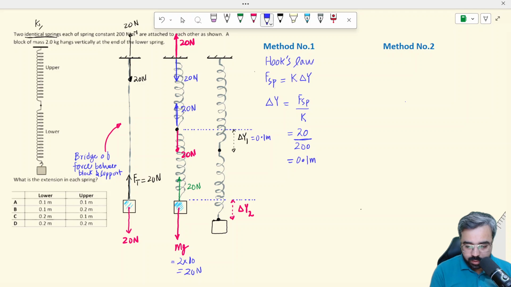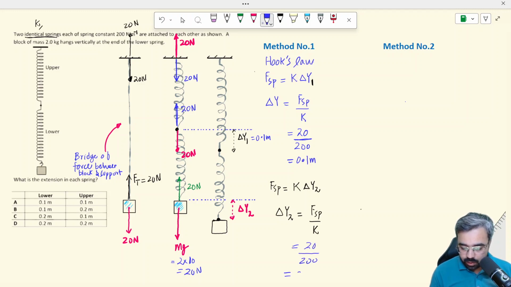And as well, delta y2 is equal to the spring force over k. So we will get the same answer, in fact 20 over 200. So it is also elongated by 0.1 meter. So the lower and upper springs are both elongated by the same value. That's why it should be A. Now please don't skip method number 2 because that is easier than this one, but I preferred this one because I had to talk with you about the concept of how the force is transmitted in the spring.